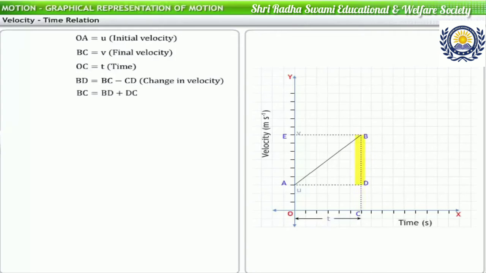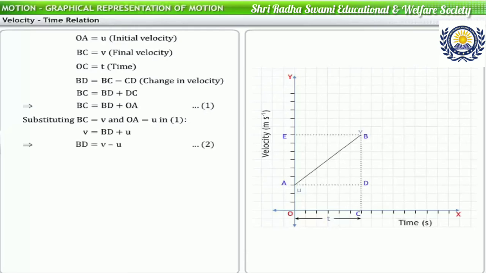BC is equal to BD plus DC, which is equal to BD plus OA. Let's call this equation 1. Substituting BC is equal to V and OA is equal to U in equation 1, we get V is equal to BD plus U, or BD is equal to V minus U, as equation 2.